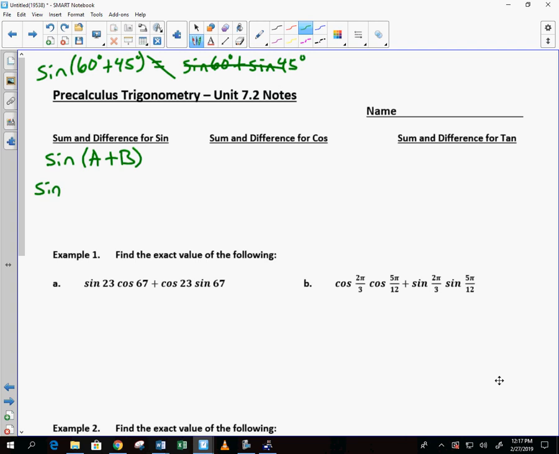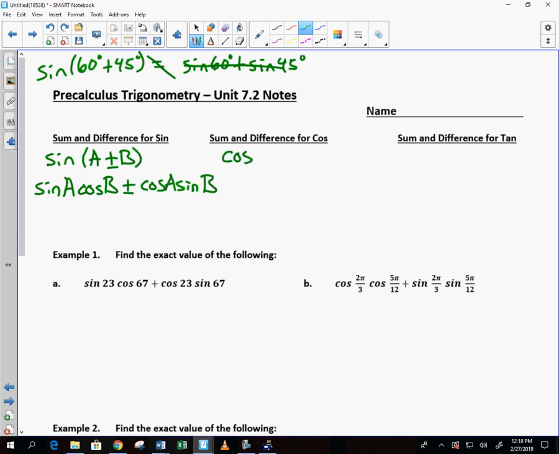You actually take the sine of angle A and you multiply it by the cosine of angle B. Then we will add on to that the cosine of angle A multiplied by the sine of angle B. If it was subtraction, then we would use subtraction down here. What do you think? Okay, we don't know what to do with it yet. We'll show you what to do with it in a second here.